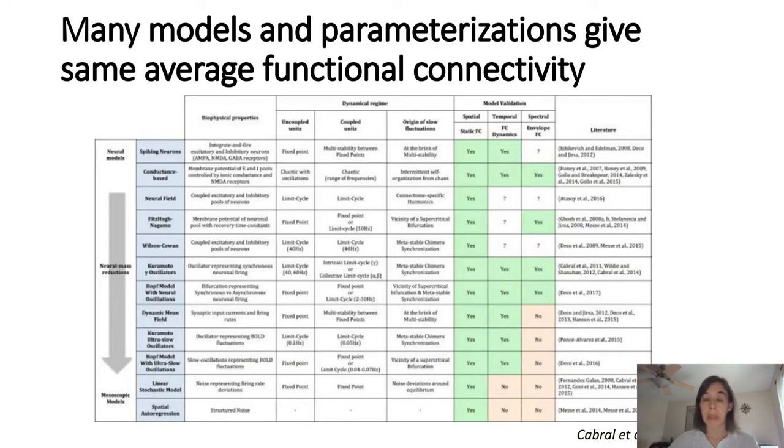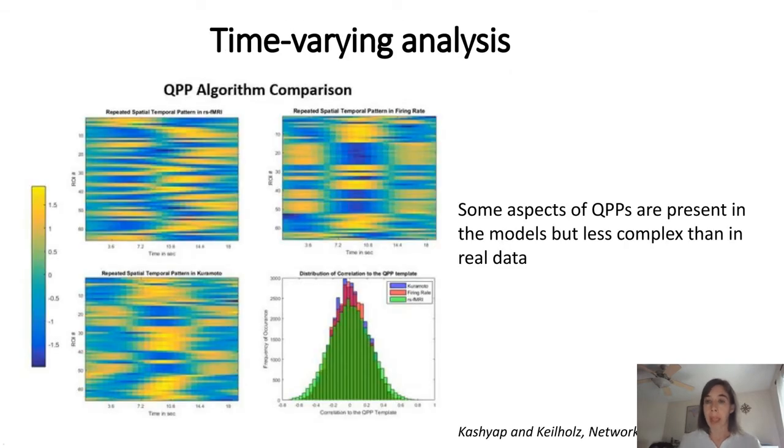Now, I mentioned that there are many different models you can use, and in fact, one of the problems with this approach is that many models and many different parameterizations give the same general average functional connectivity that we see empirically. So we needed a way to try to sensitize our analysis a little bit more. We did that by adding time-varying metrics. Again, I don't really have time to go into this too much, but I mentioned the QPPs before.